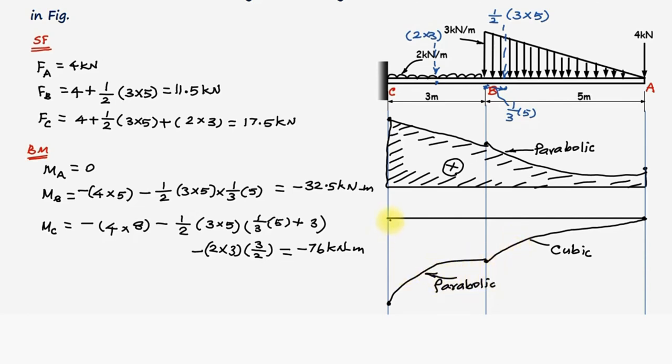Let us join these 2 points. Let us shade the entire area. The bending moment is negative. Why? Because the moment caused by all these forces are hogging.